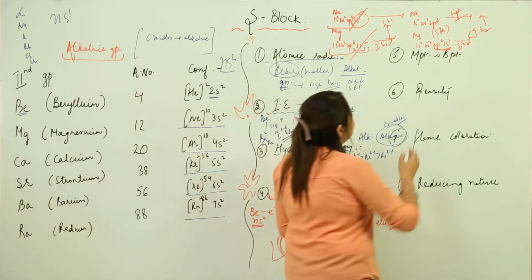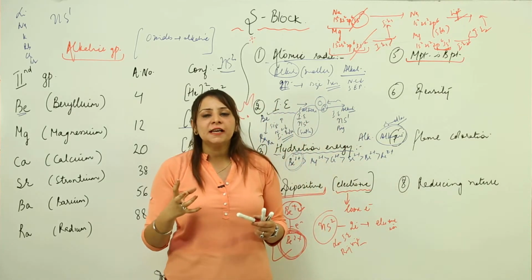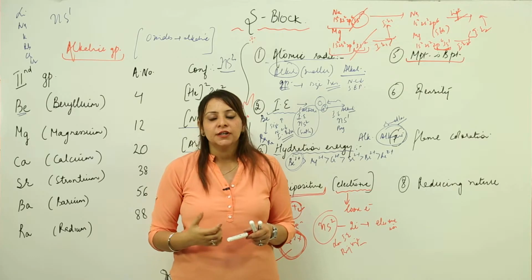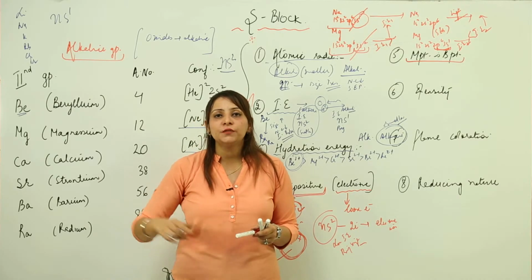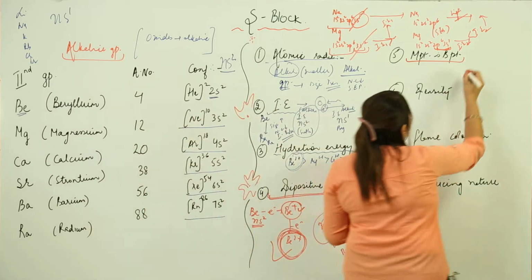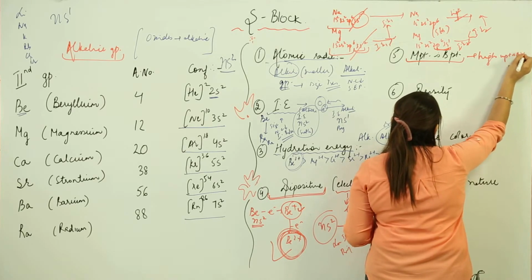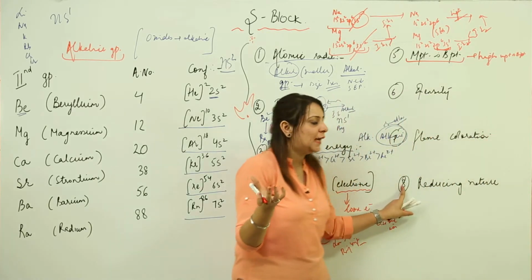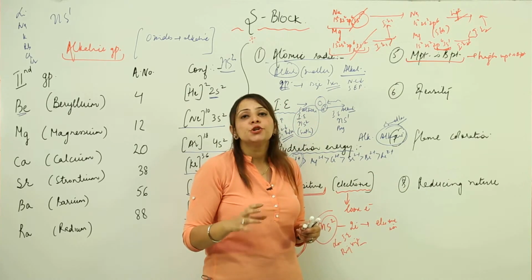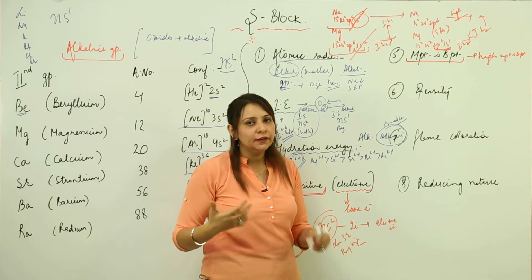Now coming to the next property, melting and boiling point. We know that the smaller the size, the more the intermolecular bonding, and the higher the melting and boiling point. If we compare with the alkali ones, they are actually smaller, so they have high melting and boiling points as compared to the alkali ones. But as we move down, melting and boiling point gradually decrease due to the increase in size. But the decrease is not occurring in a regular trend.